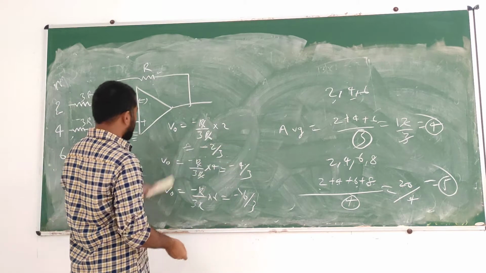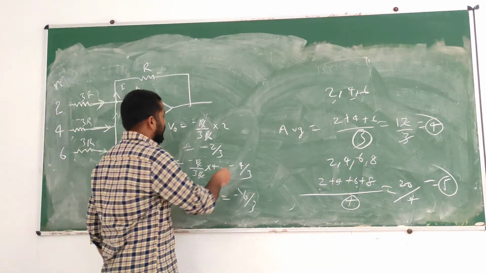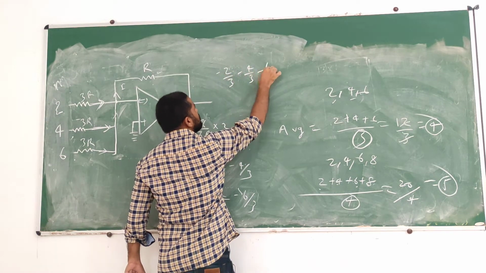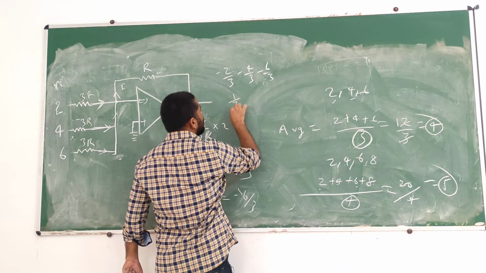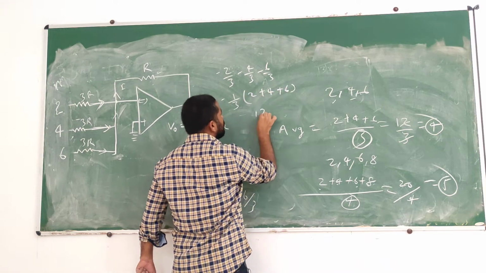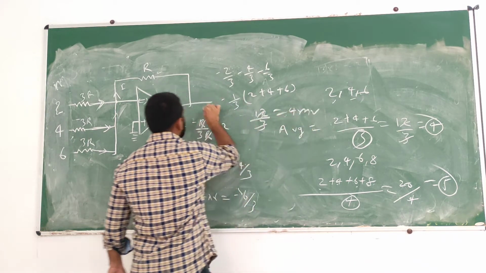Now you have to add all this, because we have done the superposition. Now if you add all this, minus 2 by 3, minus 4 by 3, minus 6 by 3, then 2 plus 4 plus 6 is nothing but 12 by 3, you will get 4 millivolt as the output.